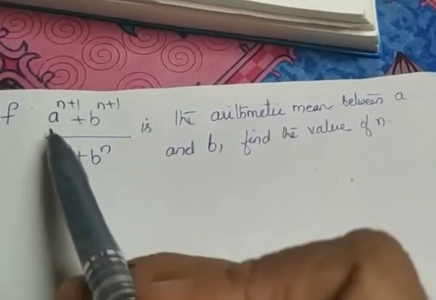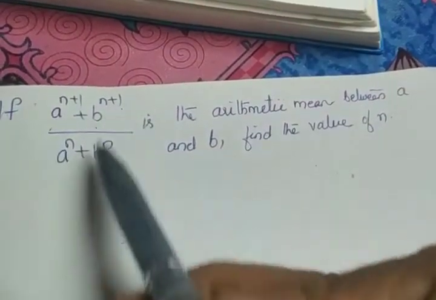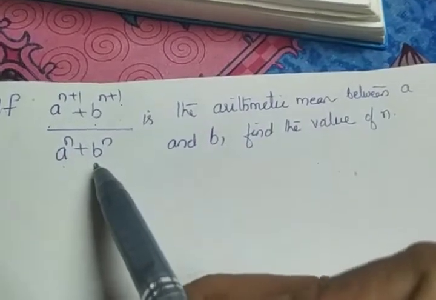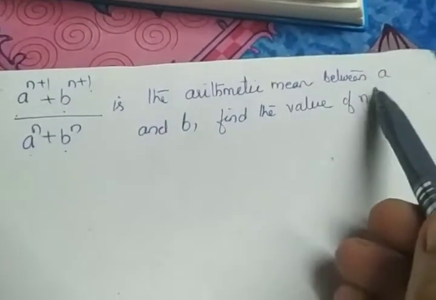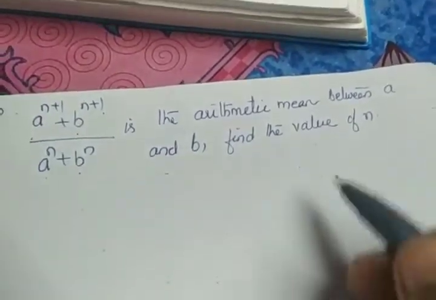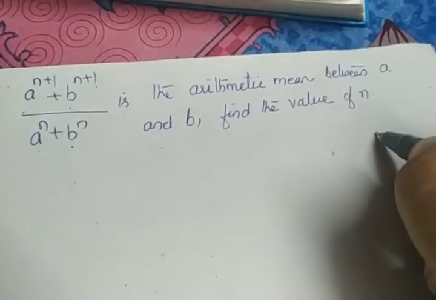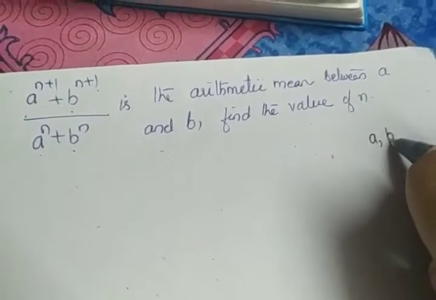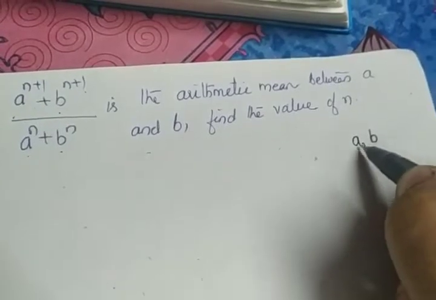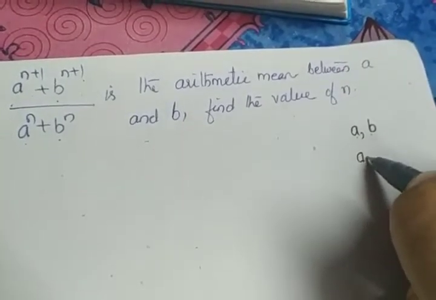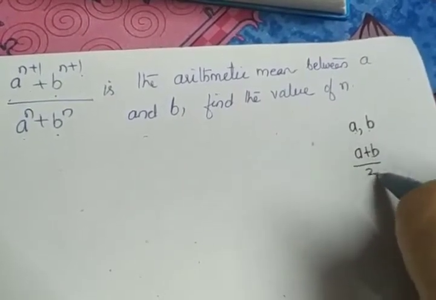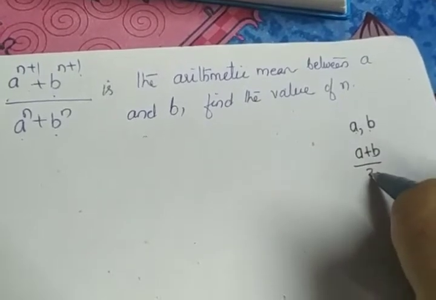The next one: if (a^(n+1) + b^(n+1)) / (a^n + b^n) is the arithmetic mean between a and b, find the value of n. So before going to the question, if there are two values a and b, the arithmetic mean of a and b is said to be the value (a + b)/2. That means take the sum of two numbers divided by 2.